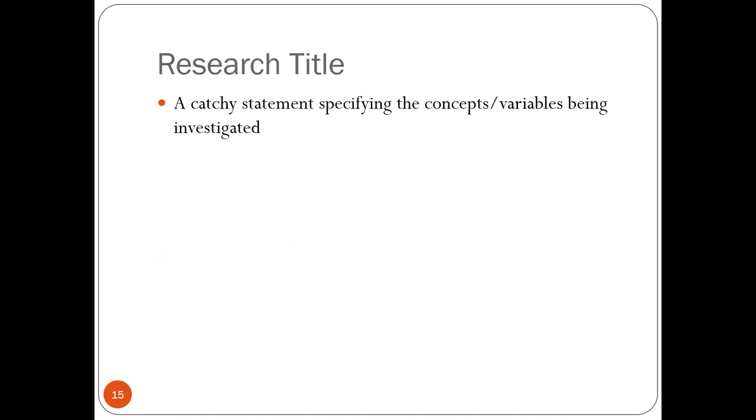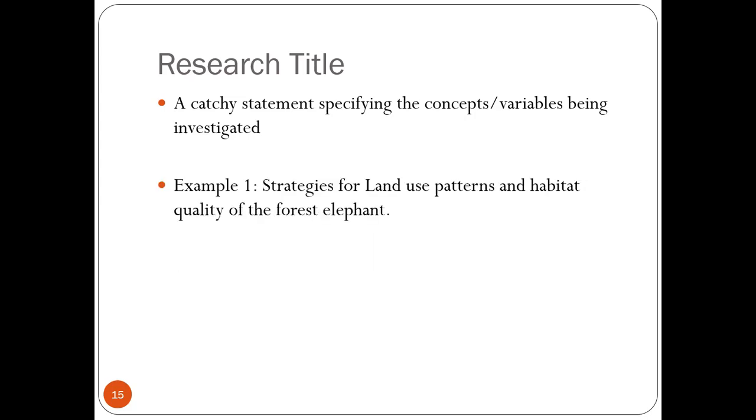Sometimes you don't even know what they're trying to say, but when you read, you get to know, oh wow, this is what they're trying to do. So it must be catchy, but you must specify some concept that will draw attention. It must have some variables that you must investigate. If possible, you must have your outcome variable, then other predictors that you want to measure. So that is it.